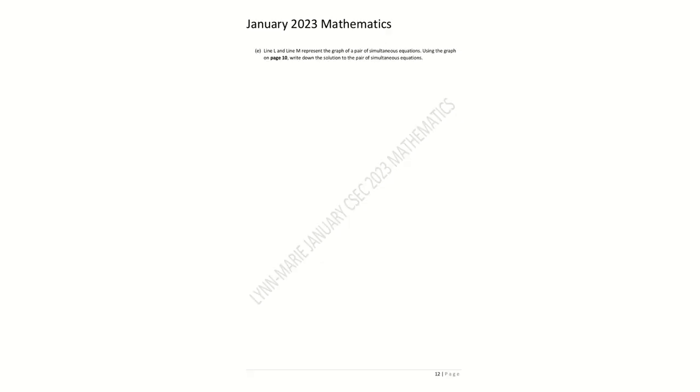Because they did say to prove that, if I multiply the gradient of line L by the gradient of line M, I am going to get negative 1. Do we understand this, guys? Or are we confused?